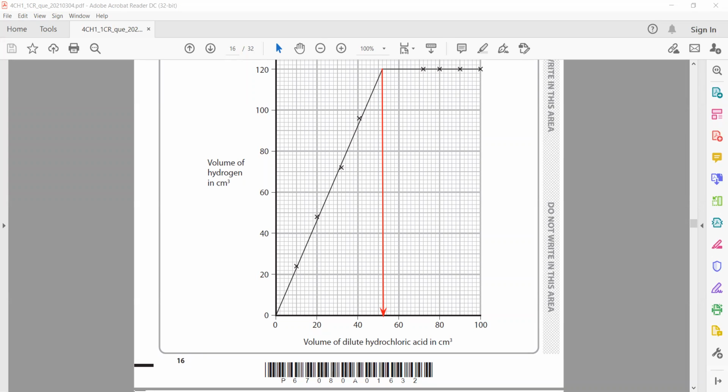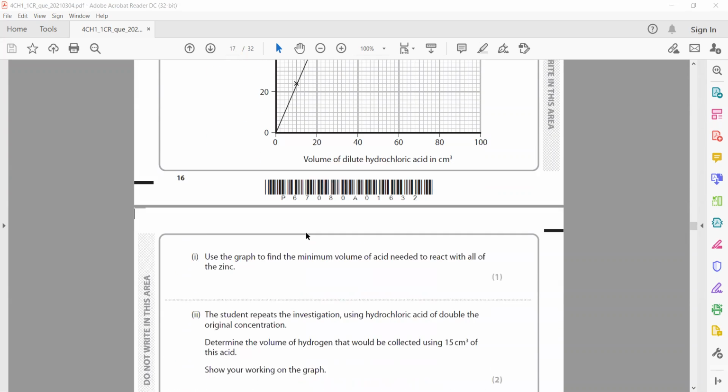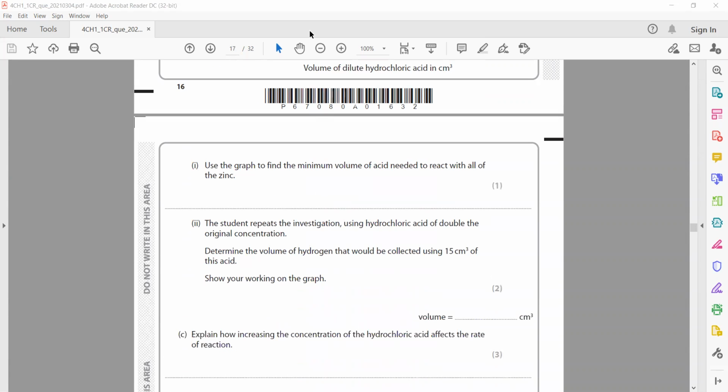Which is approximately, each box is representing 2, so it will be 50. The student repeats the investigation using hydrochloric acid of double the original concentration. Determine the volume of hydrogen that would be collected using 15 cm cube of acid, and show your working on the graph.